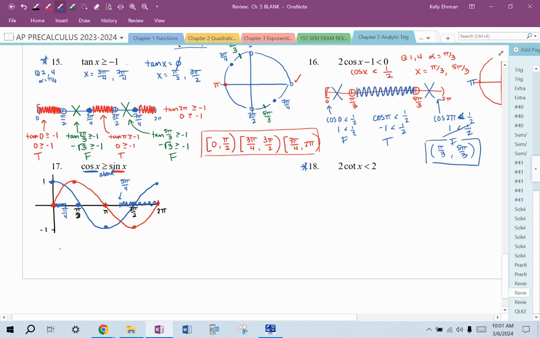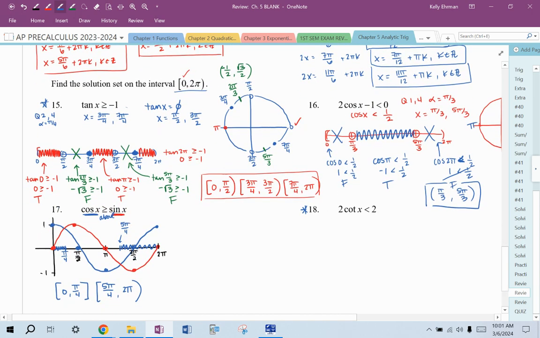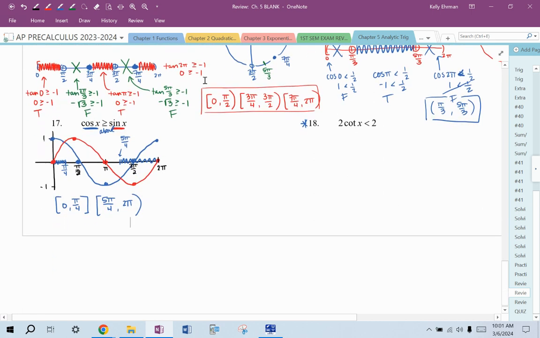All right, so our solution set, this is greater than or equal to. So we're going to include the points 0 to pi over 4, include both of those endpoints, and then include 5 pi over 4 to 2 pi. And the only reason I'm not including 2 pi is back to the directions. We're just looking at the interval 0 up to 2 pi, but not including.